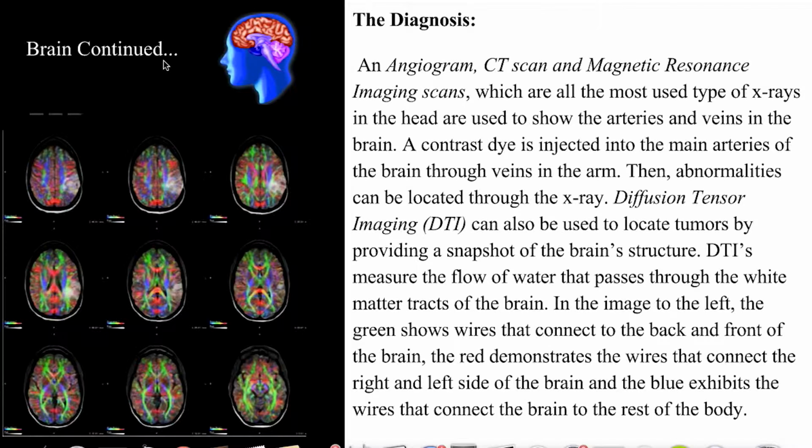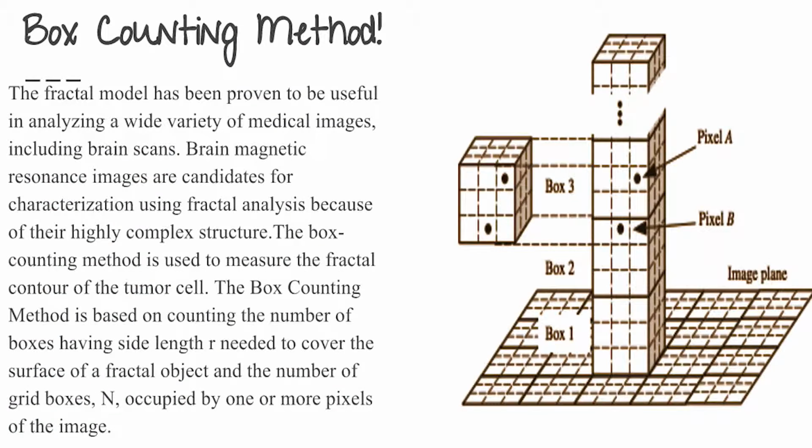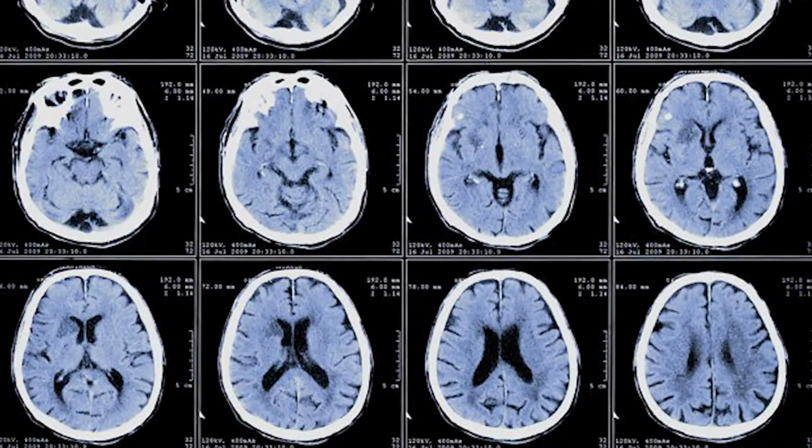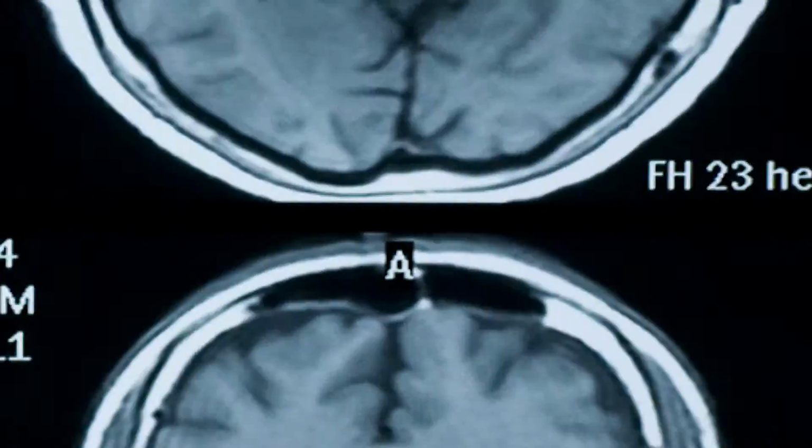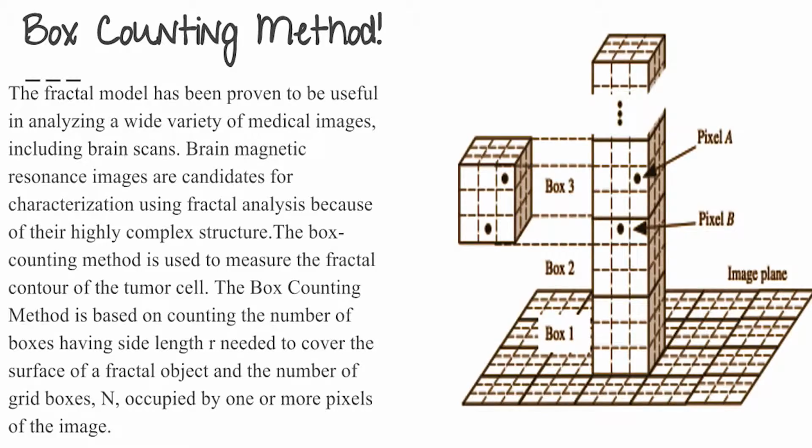An angiogram, CT scan, magnetic resonance imaging scan, and diffusion tensor imaging are all used to locate tumors in the brain. The fractal model has been proven to be useful in analyzing a wide variety of medical images, including brain scans. Brain magnetic resonance images are candidates for characterization using fractal analysis because of their highly complex structure.